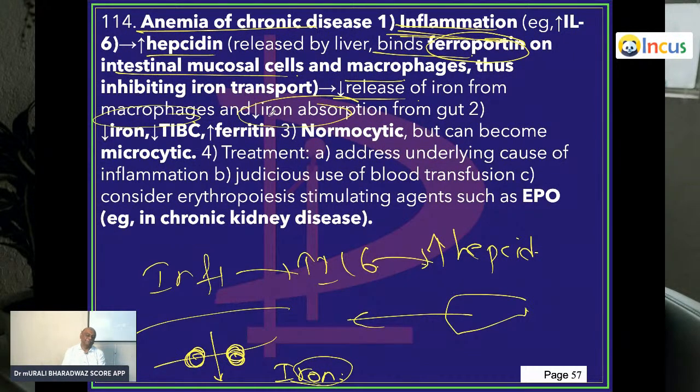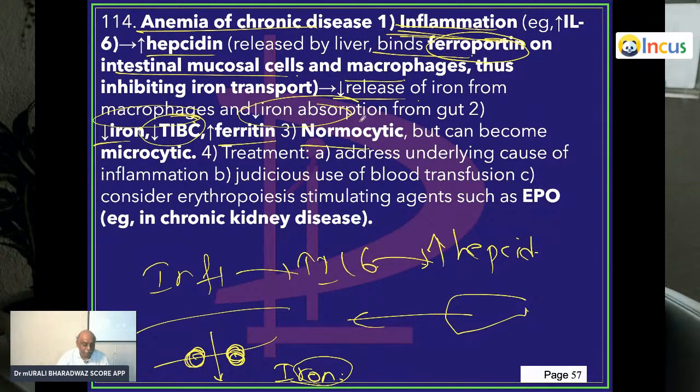Now, what is the single laboratory measure that differentiates iron deficiency anemia from anemia of chronic disease? Ferritin. What happens to ferritin in iron deficiency? And what happens to ferritin in anemia of chronic disease? So decreased iron, increased ferritin. How about TIBC, total iron binding capacity? It decreases, whereas in iron deficiency anemia, TIBC increases.